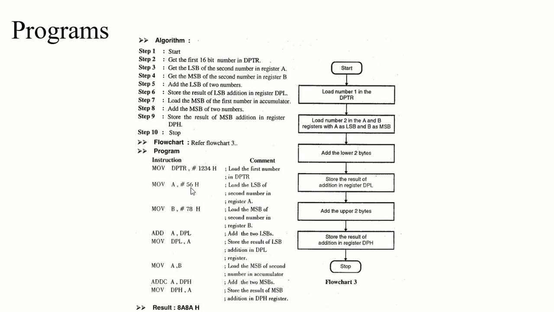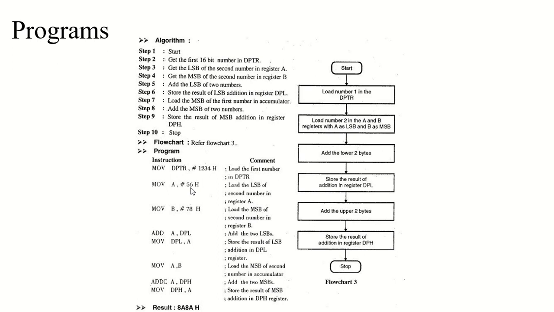Again, what was the number? 7856H. So what would be the most significant byte or MSB, the first two digits of the number? It would be 78. So this 78 is going to be stored in register B, and for that again we are going to use a move instruction with the immediate addressing mode. So MOV B, #78H to load the MSB of the second number in register B.